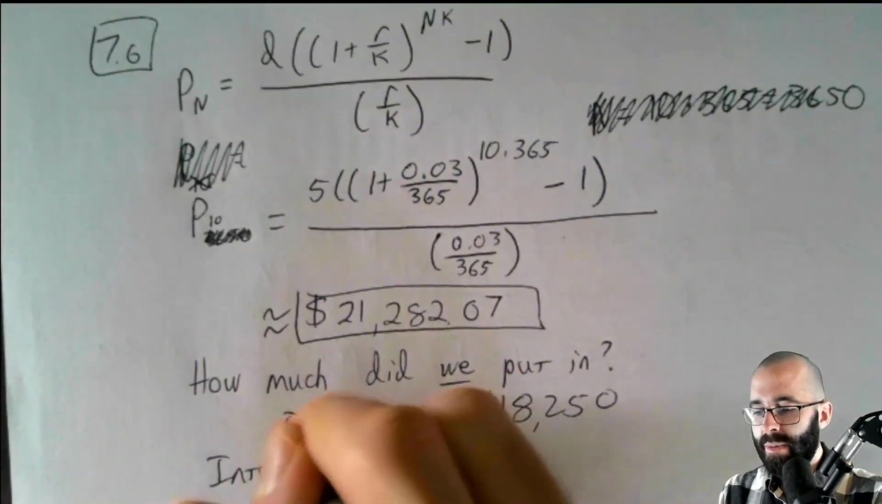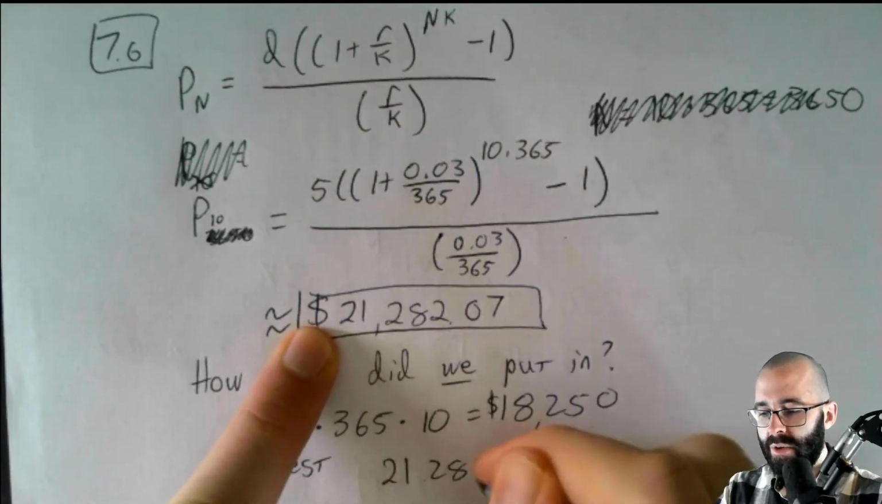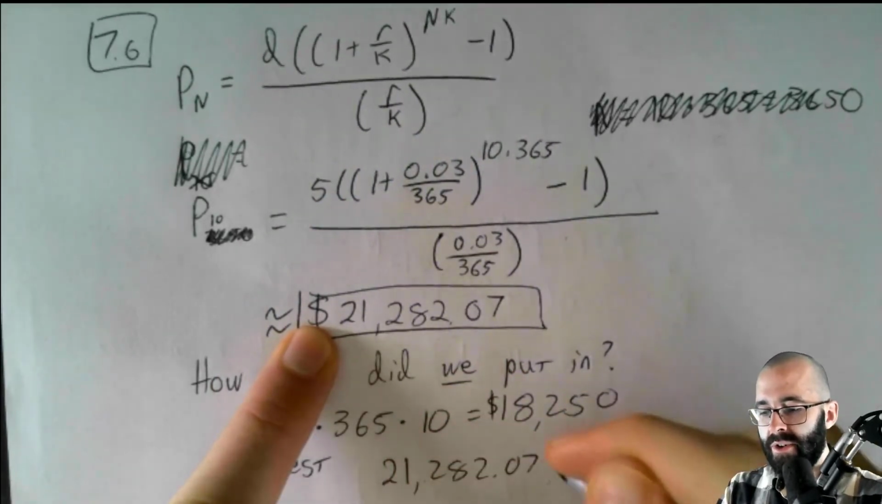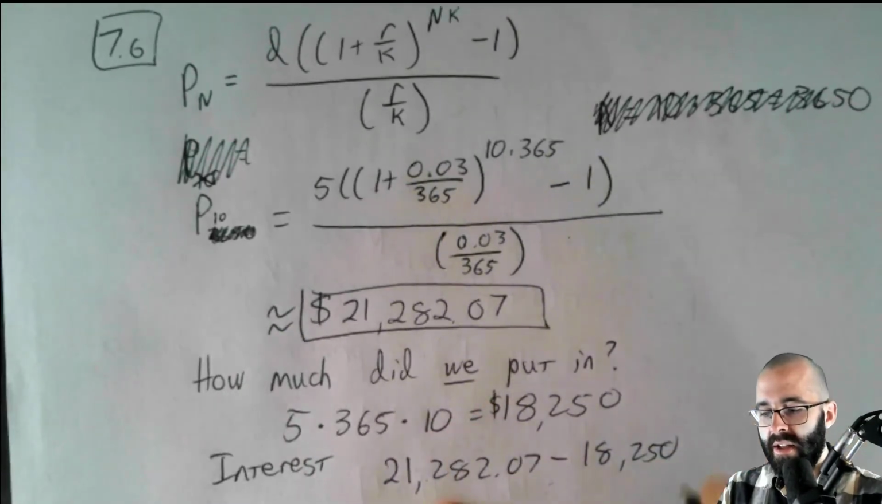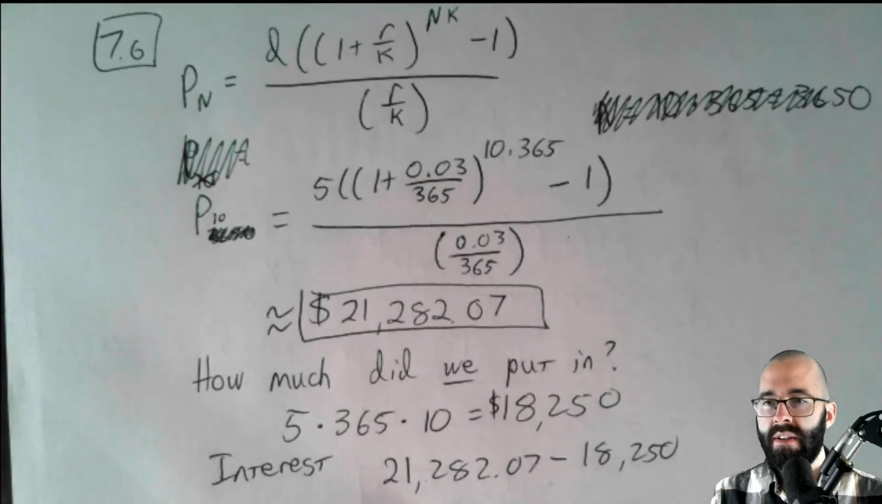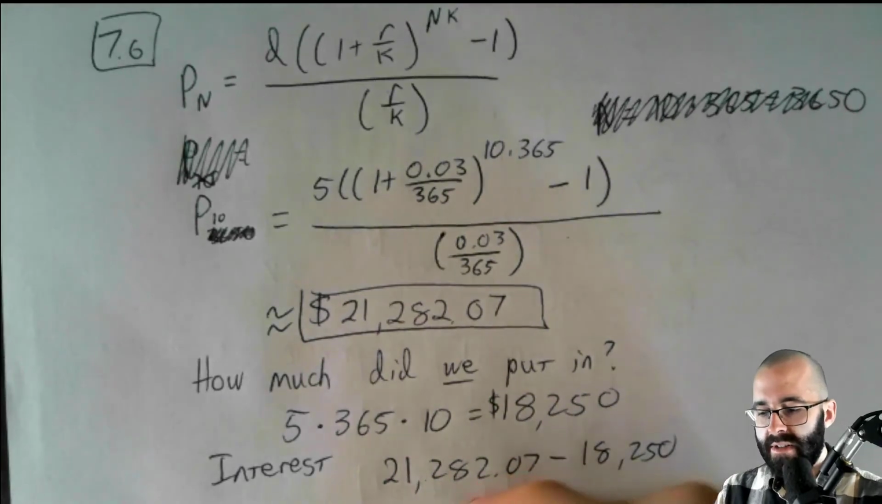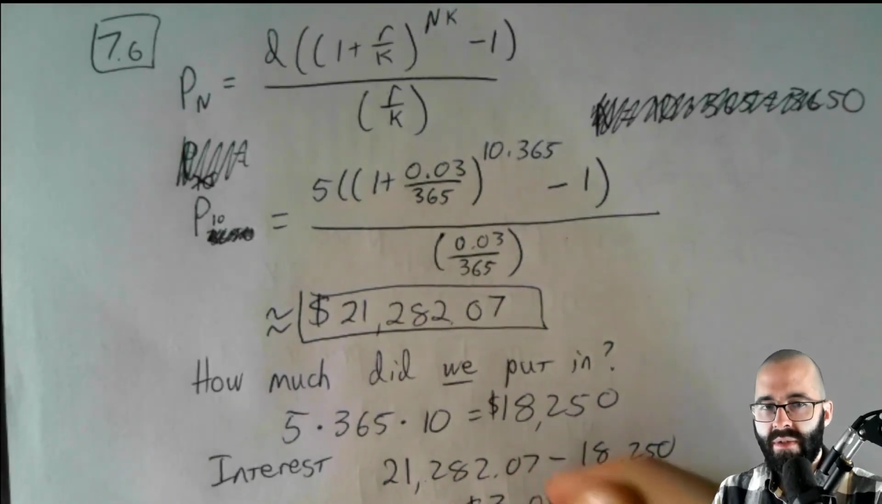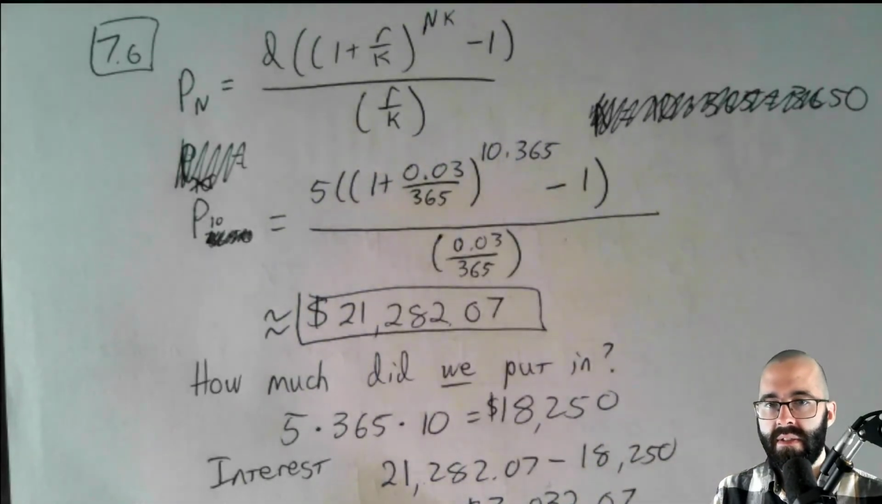Well, interest is going to be the total amount, 21,282.07. That total amount minus our contributions. This is the interest right here. Okay, so you type that in. And you're going to say, okay, we still made $3,032.07. Not bad. Nothing to complain about.